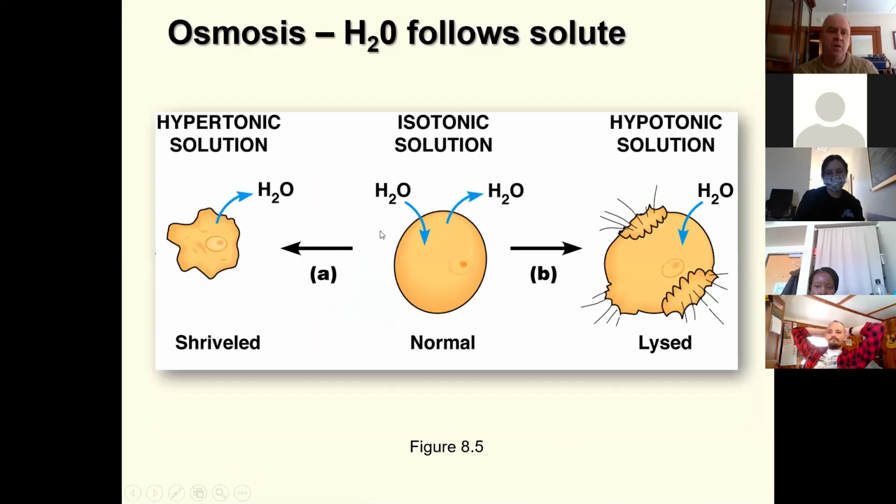In a cell, if you put a cell in a hypertonic solution, water is going to come out until the osmotic strength inside the cell equals outside. So it's going to shrink down. Plasmolysis, I think it's called, it shrivels up. If you put it in a hypotonic solution, it will swell up until it's equal with the solution it's in. If you put it in a solution that's too hypotonic, the cell membrane will get stretched too far, it'll rupture, and then the cell will explode.